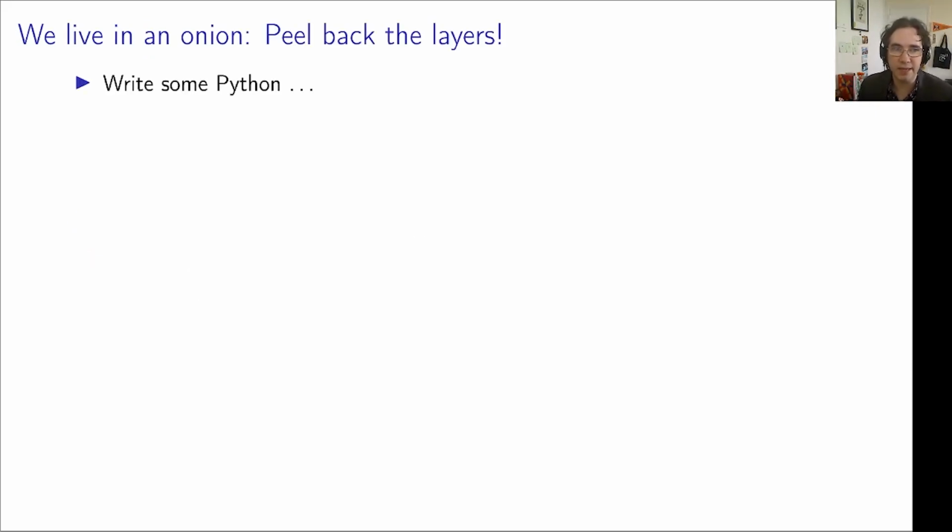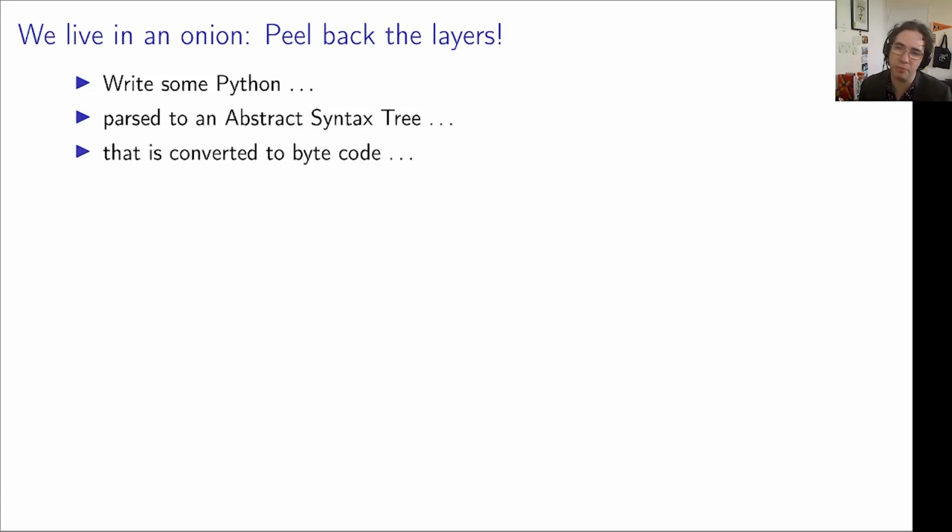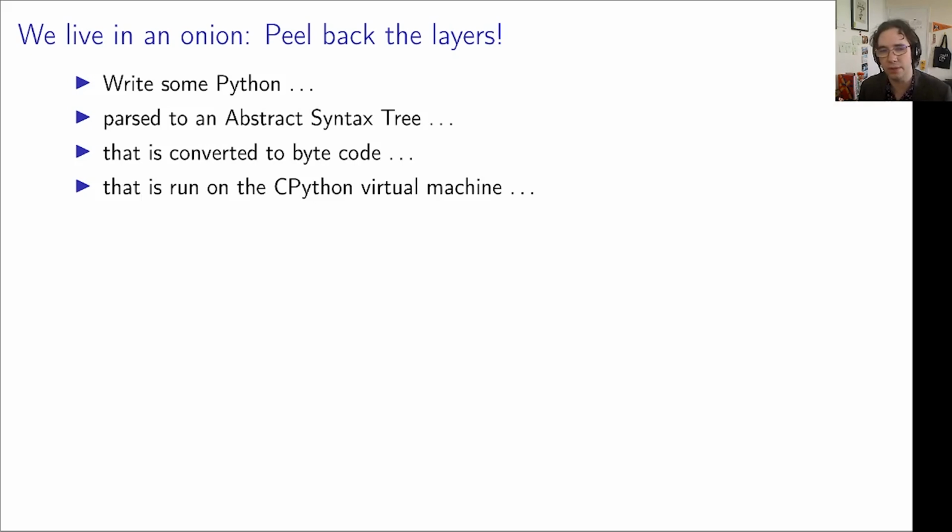So, in computers, we live in a very layered system. One might say an onion. So if we start peeling the layers back, let's say I want to write some Python. That's text. That text gets parsed into an abstract syntax tree, which is eventually converted to bytecode, which is then run on the CPython virtual machine, which turns out is a C program, which uses some C libraries and some Fortran libraries, particularly if you're using NumPy or Pandas or SciPy.